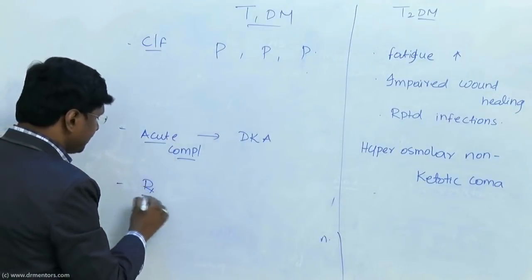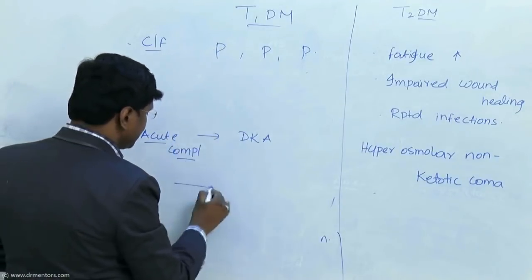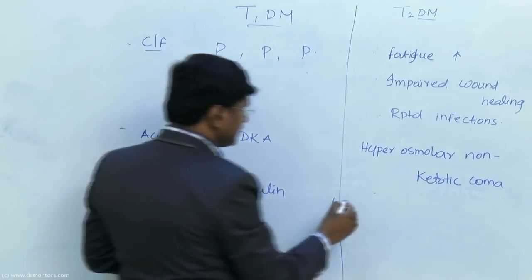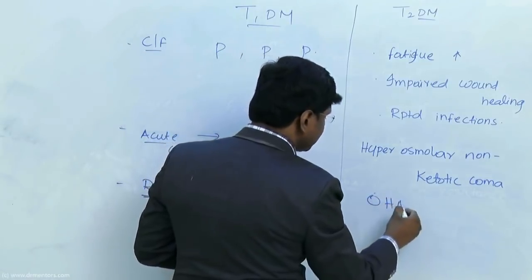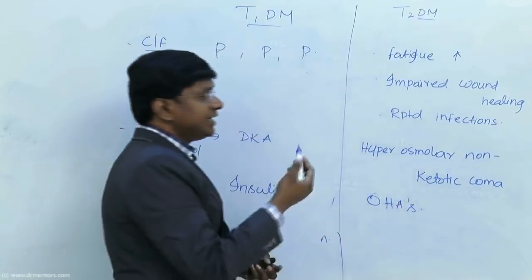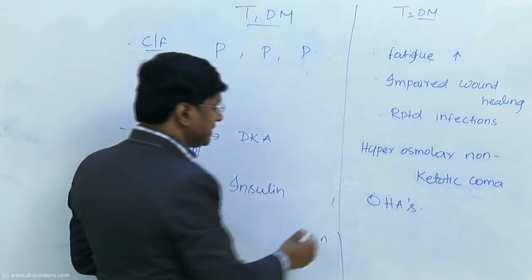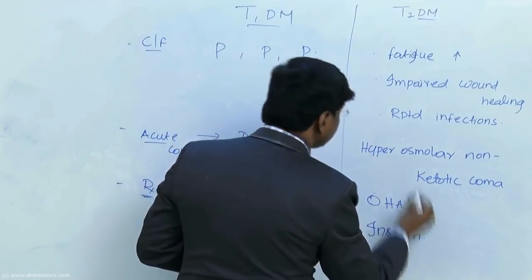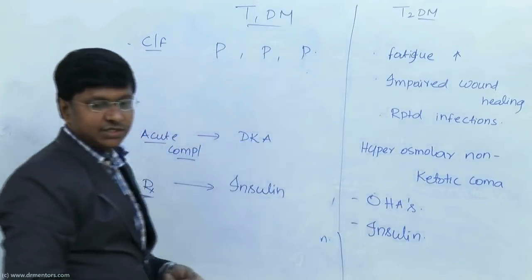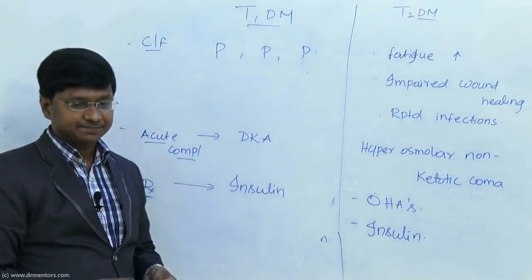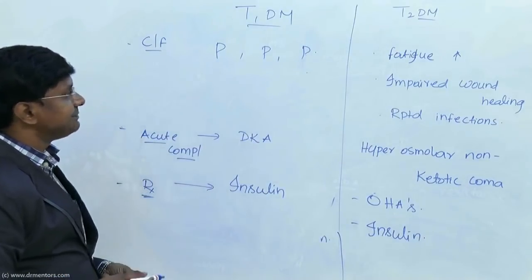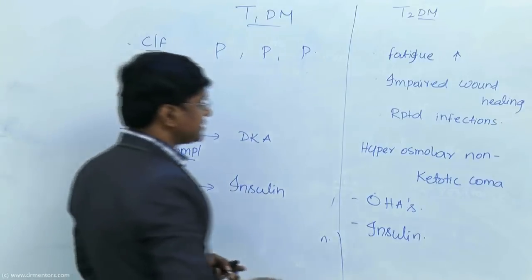And if you take the treatment, in type 1 diabetes mellitus, we give only insulin. In type 2 diabetes mellitus, we give oral hypoglycemic agents. Occasionally, even patients with type 2 diabetes mellitus require insulin also. But the mainstay of treatment in type 2 diabetes mellitus is the oral hypoglycemic agents. So these are some of the differences between type 1 and type 2 diabetes mellitus.